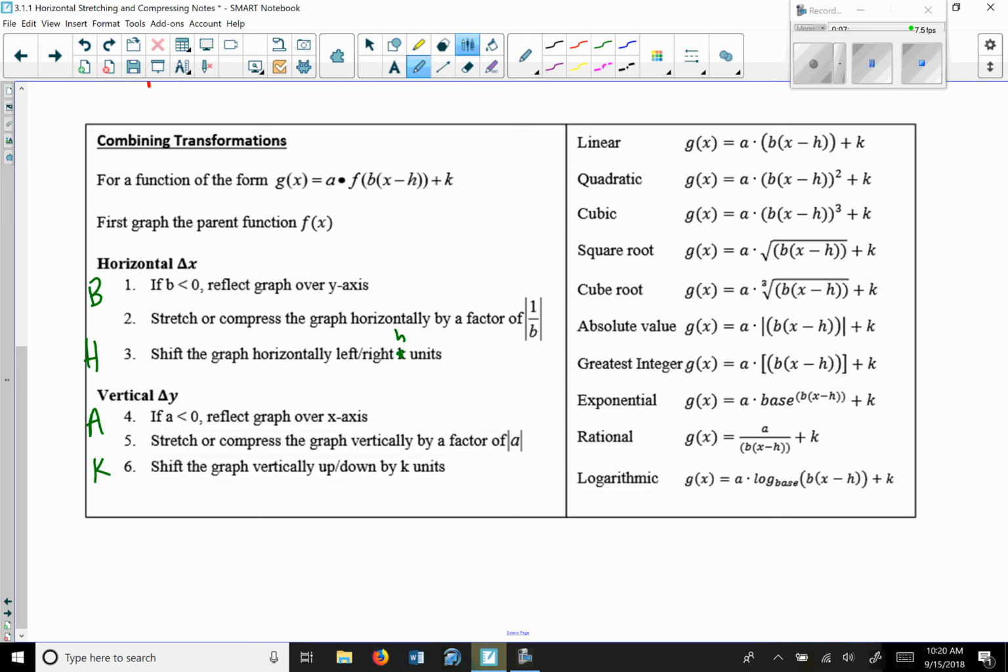And so we have each of our parent graphs, or just functions, or general equations. So notice that for quadratic and cubic, the b and the h are being squared or cubed. For square root or cube root, it's underneath the radical. So again, it's always attached to your x value when you're doing horizontal movements. So absolute value would be inside the bars, and greatest integer inside the bars. And then for exponential, your x is always going to be the exponent. So the b and the h would be part of the exponent. Rational in your denominator. And then for logarithmic, we have it inside the log.